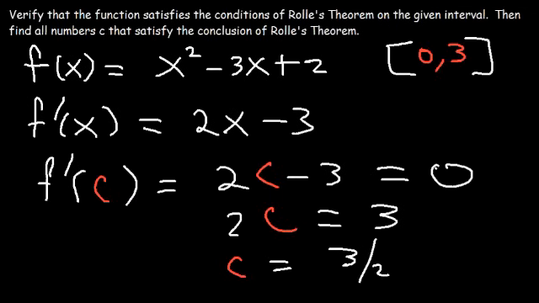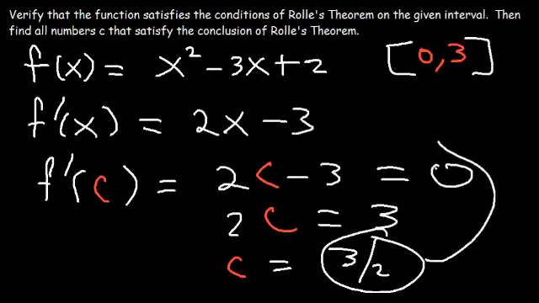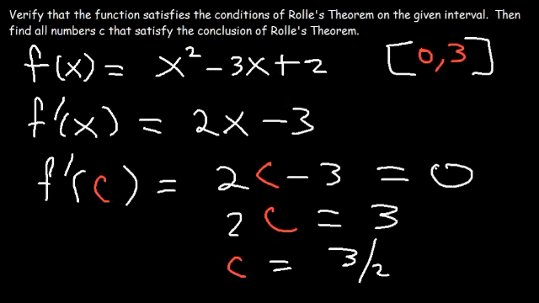Now you have to make sure that this number is within the interval. 3 over 2 is 1.5, and 1.5 is between 0 and 3. So this is the answer.